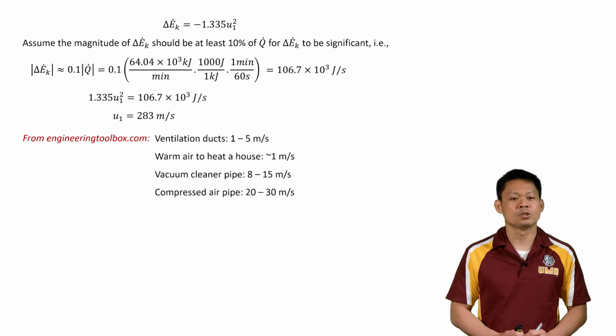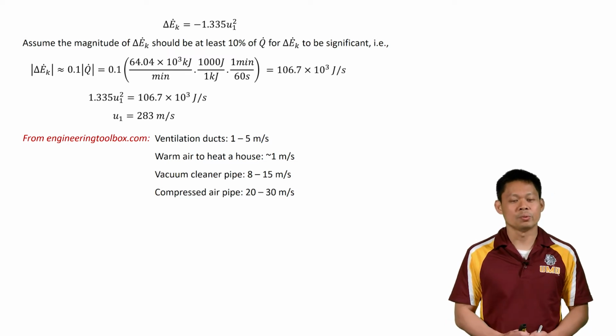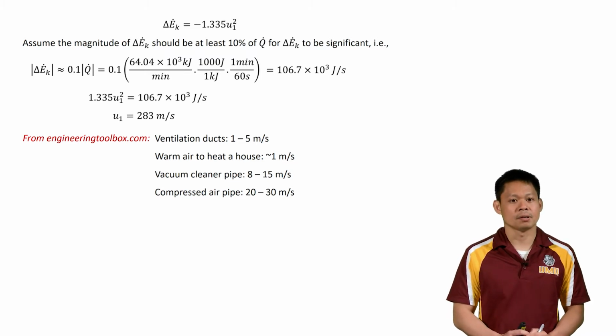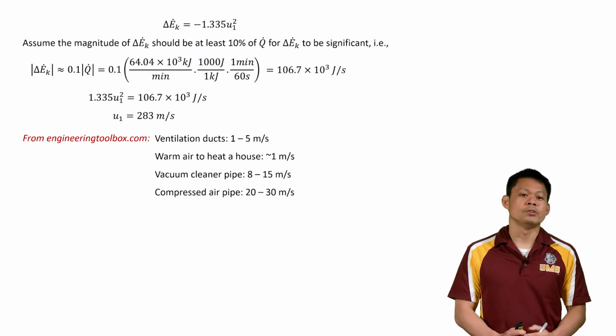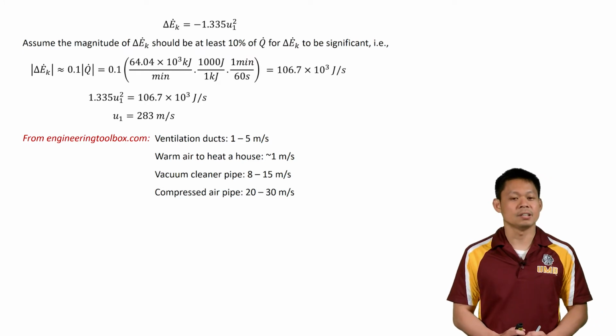So this is from engineeringtoolbox.com, and some of the common applications you might have seen in your house or in school. Ventilation ducts, or in the winter when you have your warm air going, that's about 1 to 5 meters per second of airflow. When you use your vacuum cleaner, it starts to get really loud, and that's about 8 to 15 meters per second.